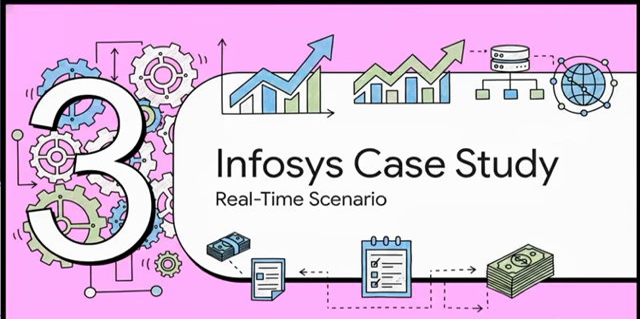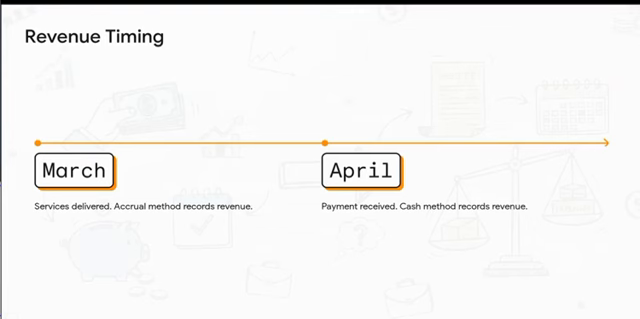All right, Section 3. Let's look at a real-time scenario with an Infosys case study. It's one thing to just memorize a formula, right? But let's apply it to a global IT giant like Infosys to see this timing difference out in the wild. Imagine Infosys delivers a massive project to a client in March. But per the contract, the client pays the invoice in April.